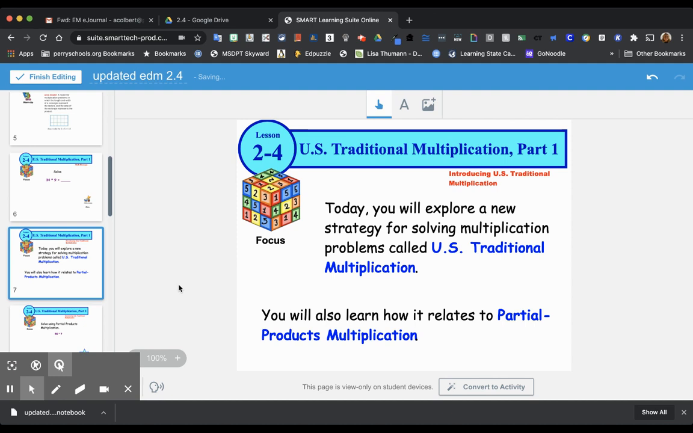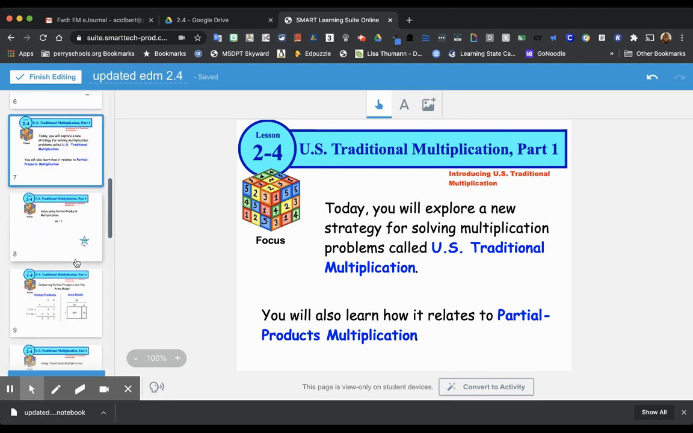So today we're going to explore some more with multiplication problems, a new strategy for solving with U.S. traditional multiplication. You're also going to learn how it relates to partial products multiplication.